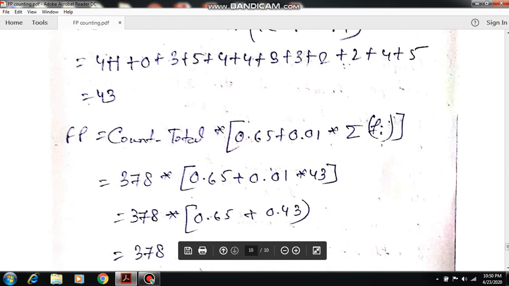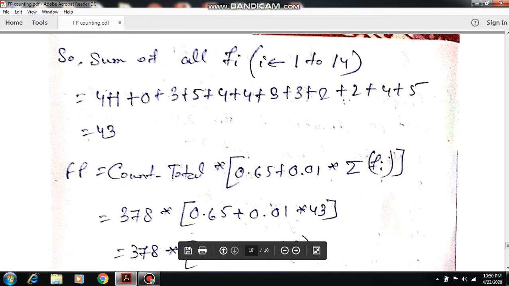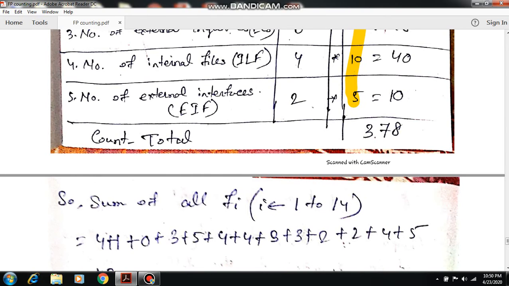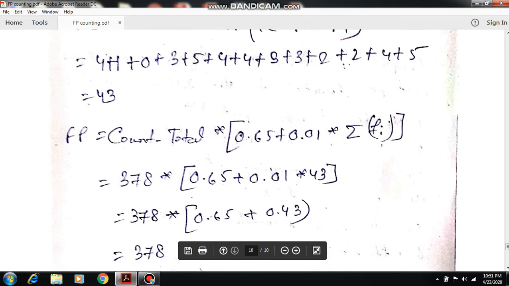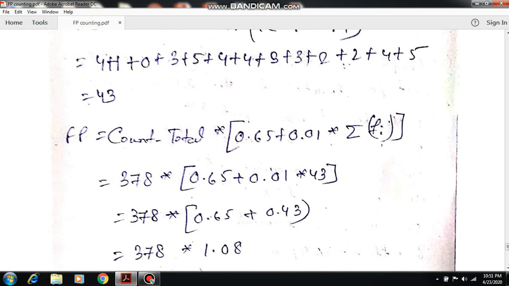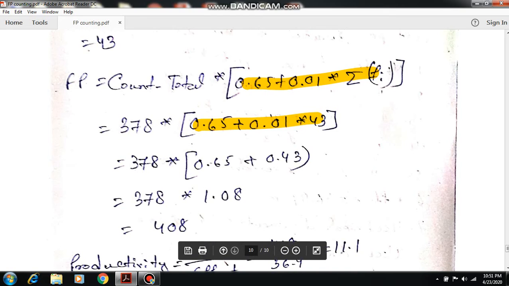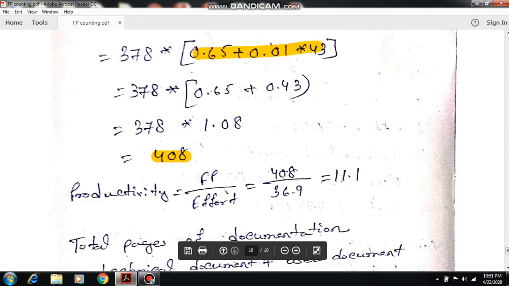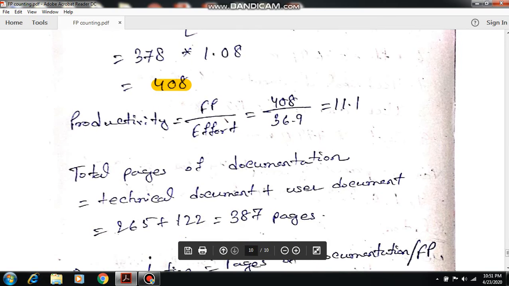Now AP. AP is the count total, and this value is multiplied with the TCF. So TCF is now calculated using the formula, and the calculation is done. Now this is the ultimate value. Now the productivity formula is function point divided by effort. Effort is given, so using the formula we calculate the productivity.